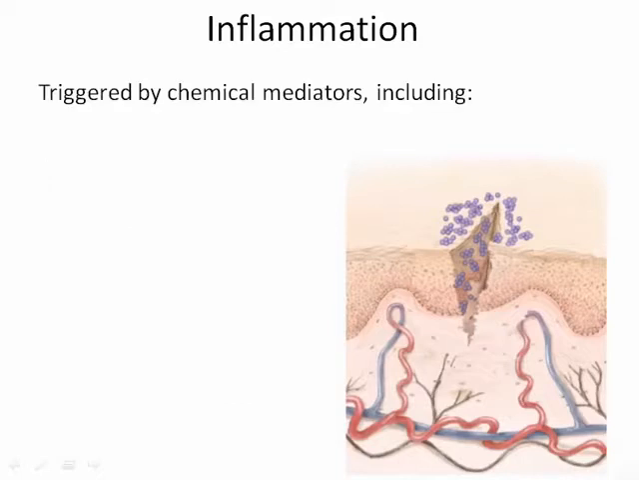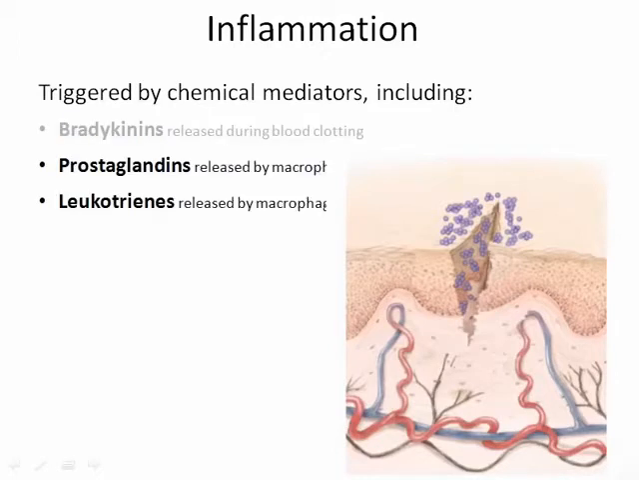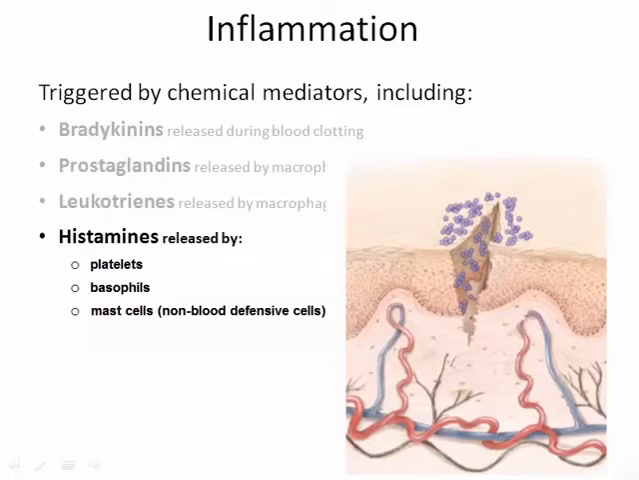Chemical mediators trigger inflammation. These inflammatory mediators include bradykinins, released during blood clotting, prostaglandins and leukotrienes, released by macrophages, and histamines, released by platelets, basophils, and non-blood cells called mast cells.